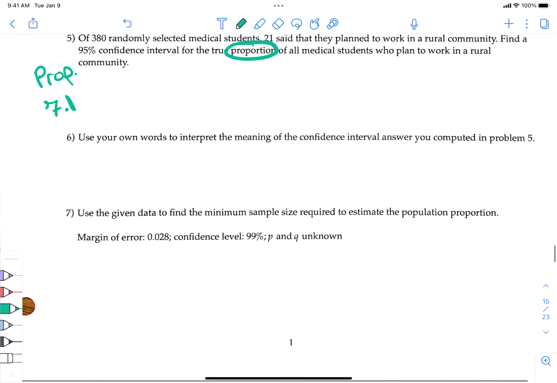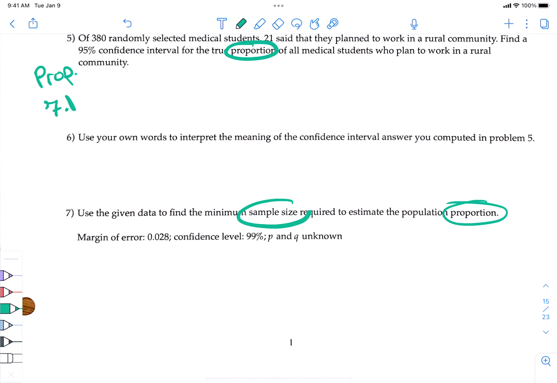Okay, let's go down to 7. What are you doing there? Proportion again, but you're not solving for the confidence interval. You're solving for the sample size. What are you solving for? N. That's what we're solving for. So yes, this is a proportion, but you're not creating the confidence interval. You're solving for N. Do you see what we're doing here? All of these are proportions.